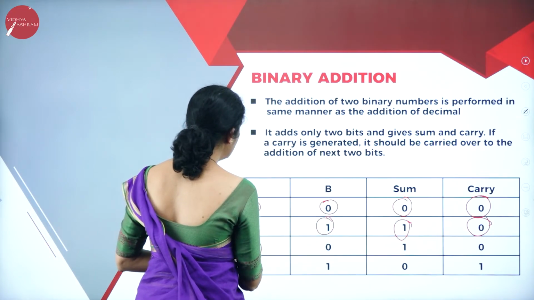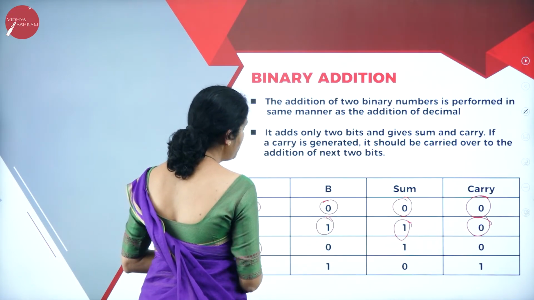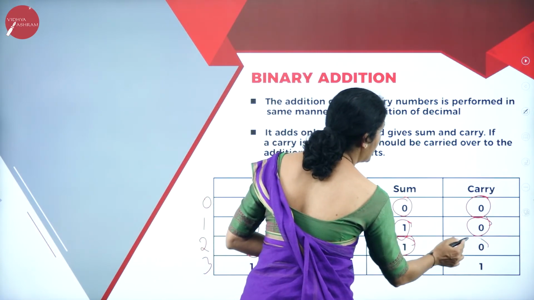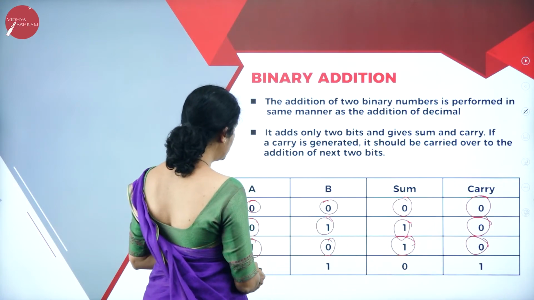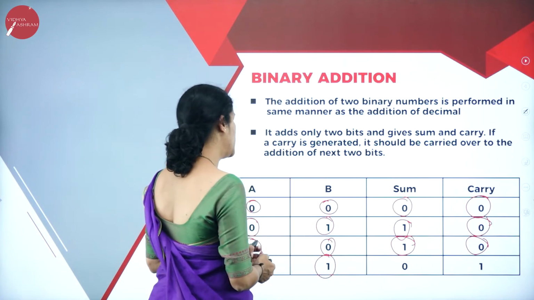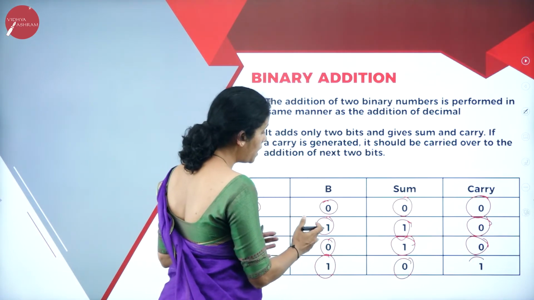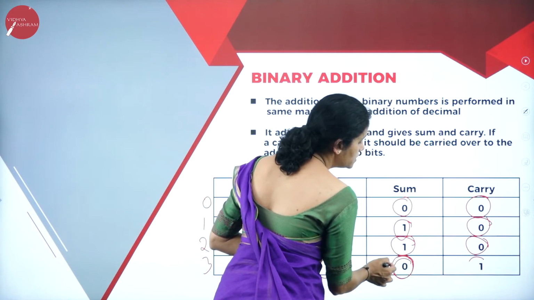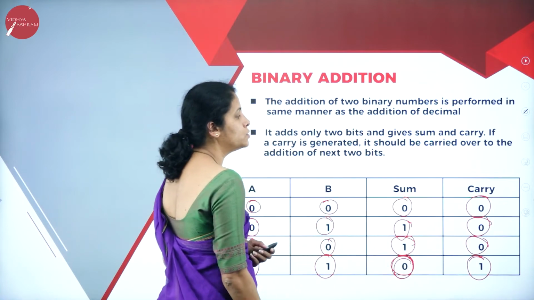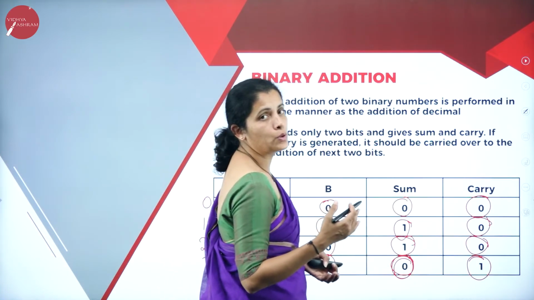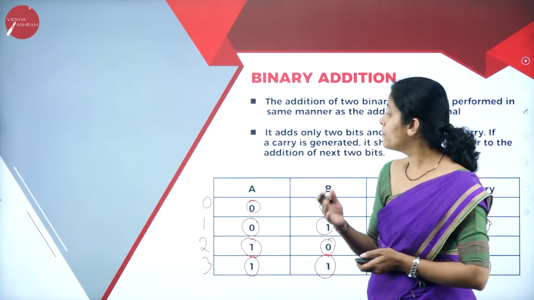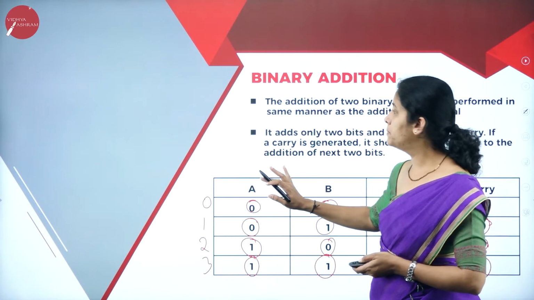And if I consider the third value, here I am having 1 plus 0, the sum is 1 and carry is 0. And if I consider the last one, I am having both the ones. When I add 1 plus 1, I am going to get the sum 0 and the carry 1. So this is the way I can add 2 bits. And while adding, I want to consider this table.